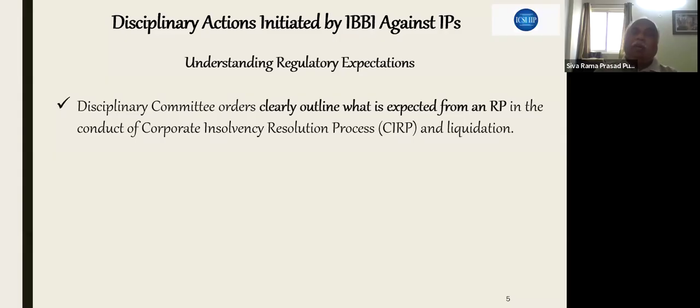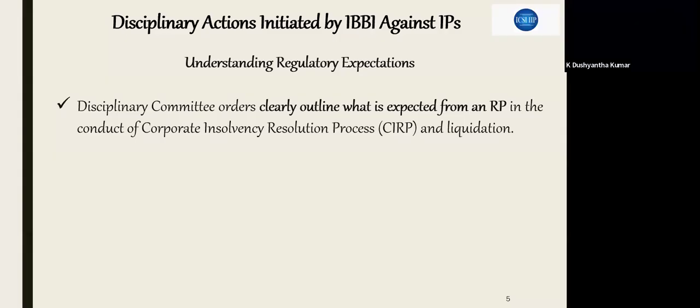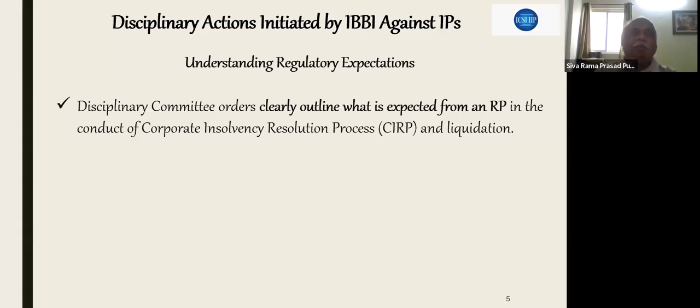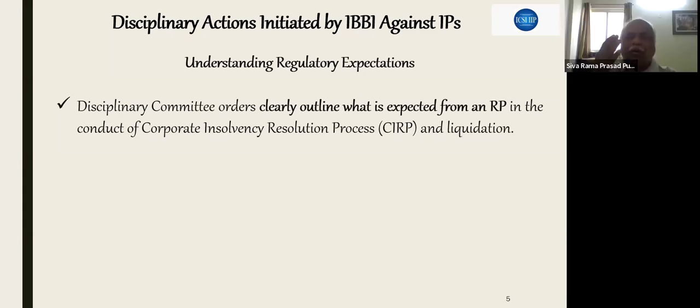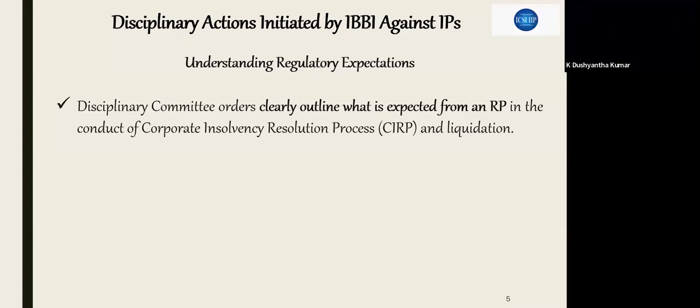So the disciplinary committee orders outline what is expected from the RP in the conduct of a CIRP and a liquidation. They will also tell about all these things: what he has done, what is to be done, and why the negligence. They are giving all this in a sequential manner. What the mistakes and errors are, how he bypassed the regulations, all these things they mention in those orders.